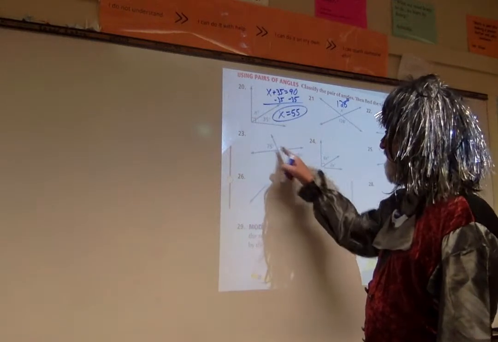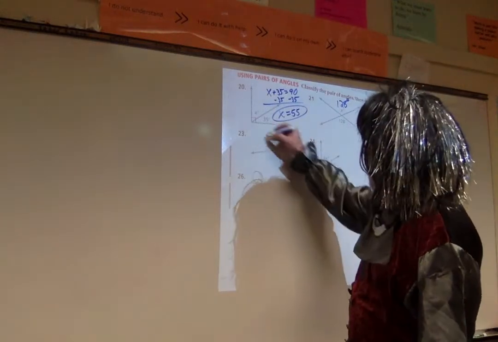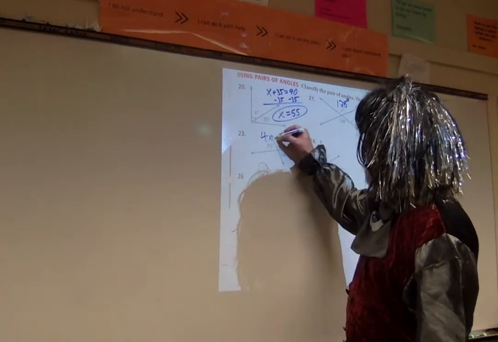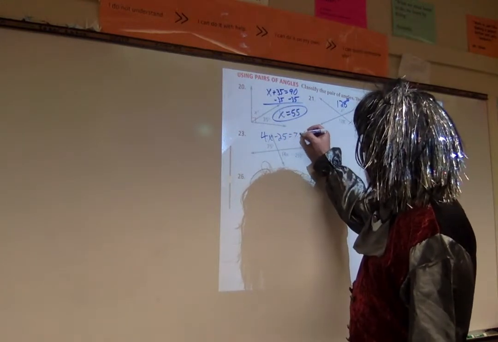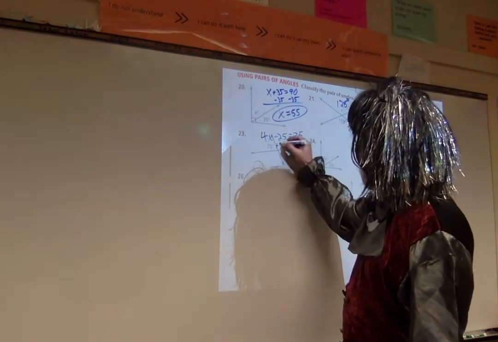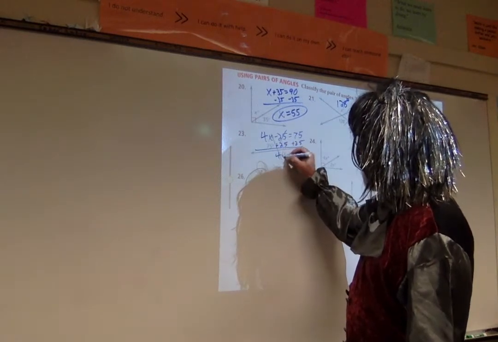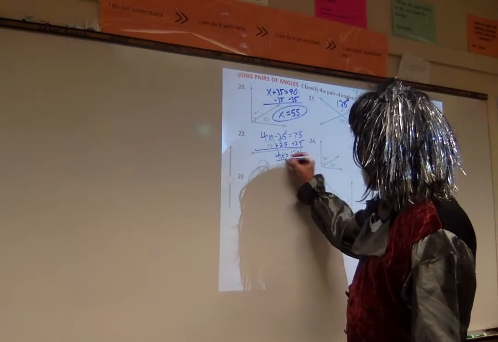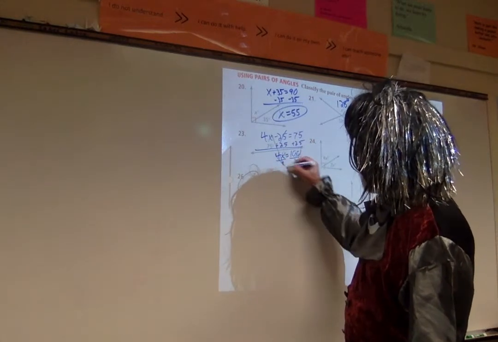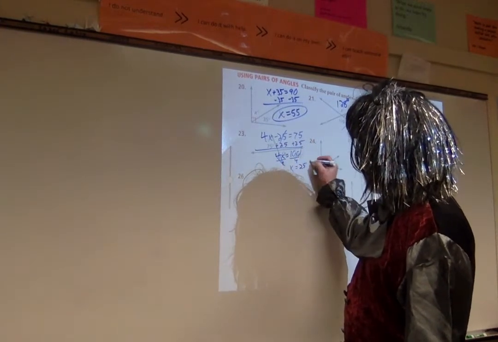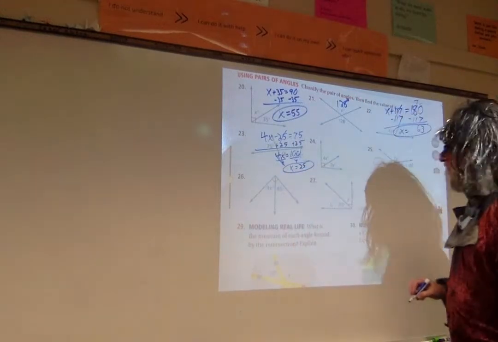Number 23. Once again, we have vertical angles. They're congruent. They're the same as each other. So 4x minus 25 equals 75. Add 25 to both sides. 4x is then equal to 100. Divide both sides by 4. I prove that x is equal to 25.